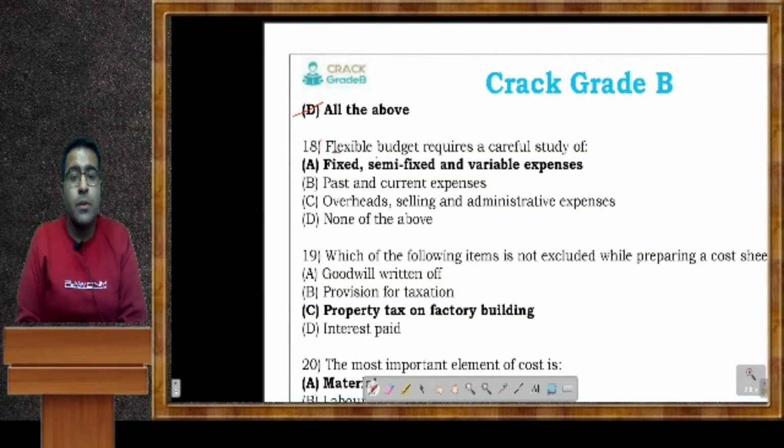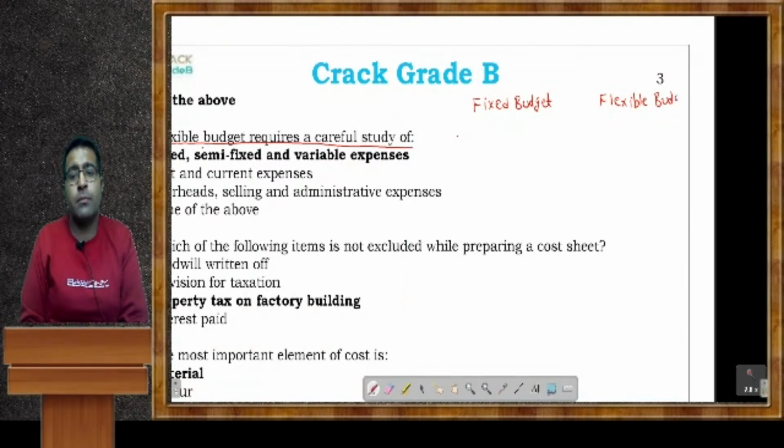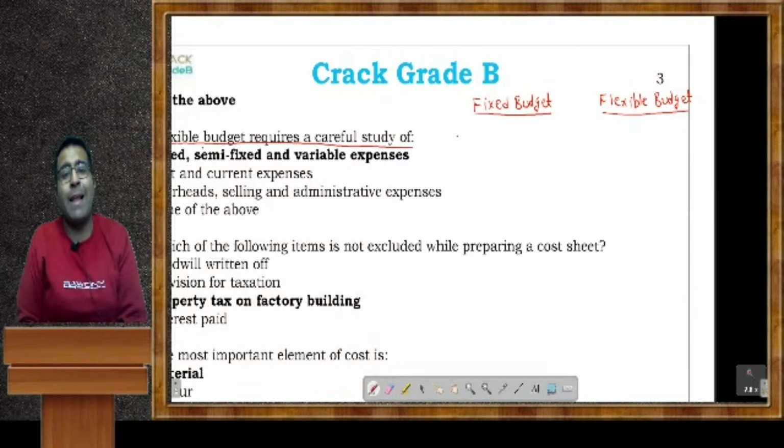Next, flexible budget requires a careful study of... As we discussed in the budget chapter, on the basis of flexibility, there are two types of budget. One is fixed budget and the other is flexible budget.